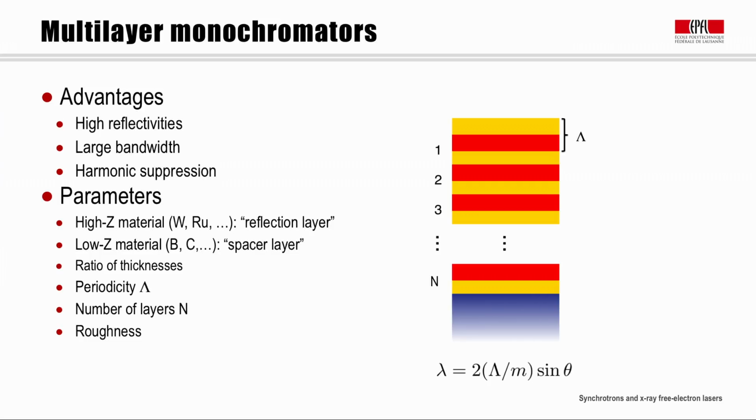Lastly, the layers should have atomically smooth interfaces in order to perform properly. The wavelengths that are selected are approximately given by the equation shown here. That is, small lambda, the photon wavelength, is equal to 2 times big lambda, the multilayer periodicity, divided by m, the order of the reflection, times sine theta. This is in essence identical to the Bragg equation used for crystals.